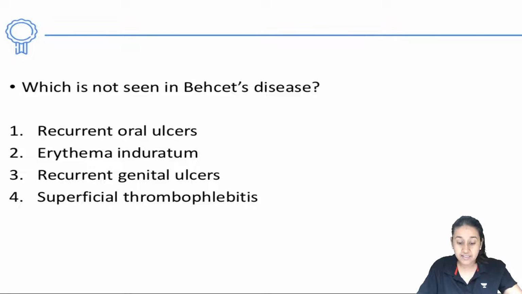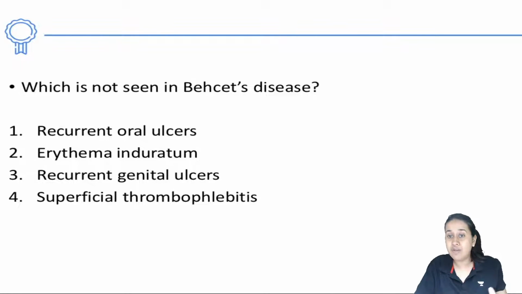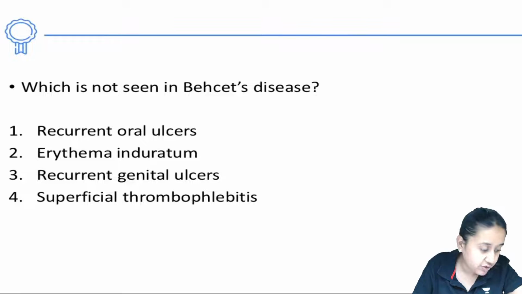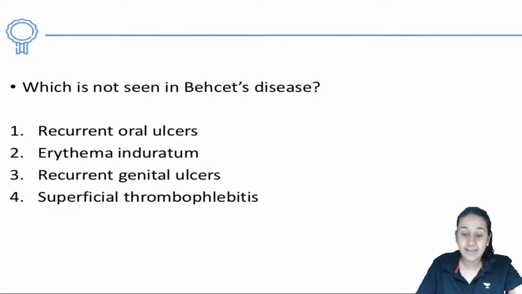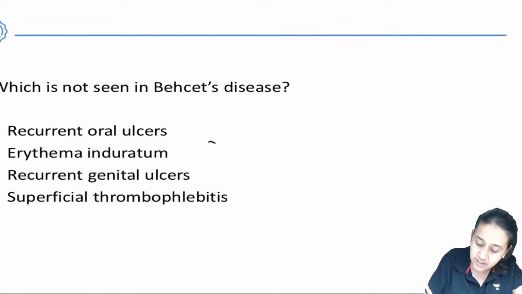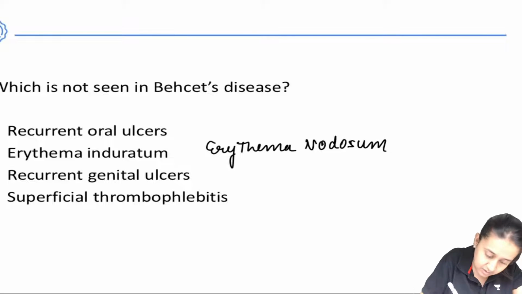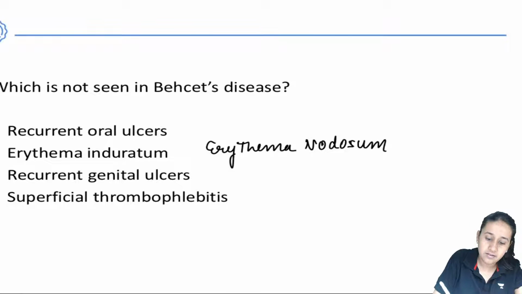Very nice. Please remember, in Behçet's disease, the lesion which is present in the skin is erythema nodosum, not erythema induratum. Erythema induratum is one of the hypersensitivity reactions which occurs secondary to tuberculous infection. So erythema induratum is actually a tuberculid. In Behçet's disease, the cutaneous lesion which you see is erythema nodosum. So this becomes the wrong statement.